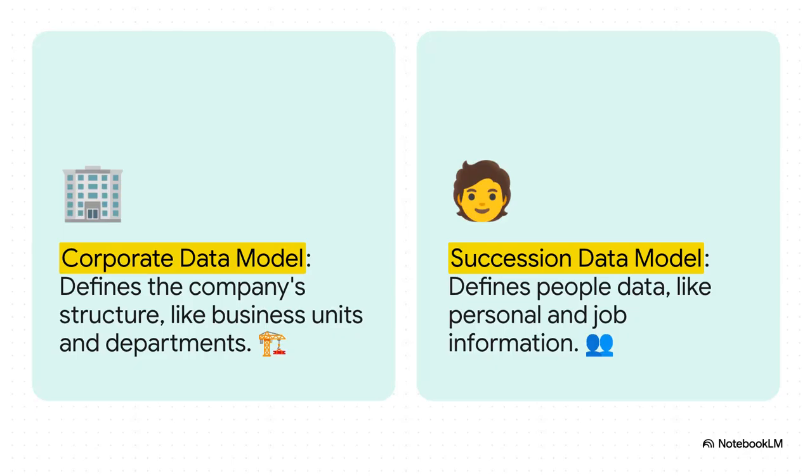And for our purposes, there are really two main blueprints you gotta know about. First up is the corporate data model. Think of this as the actual architectural plan for the building. It lays out the company's structure, the legal entities, business units, divisions. Then you've got the succession data model, and that's the blueprint for all the people living inside that structure, all their personal and job info. So, simple, right? One plan for the building, one for the people.